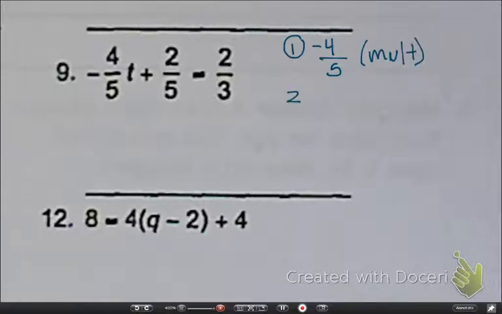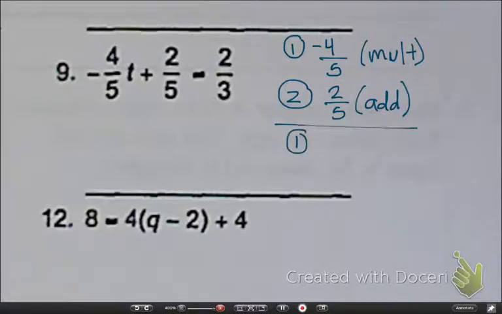And the second thing that's happening to t is that it's being added by 2/5. So I'm going to say add 2/5. And so in order to solve these types of problems, we need to do the opposite or inverse operation in the opposite order. So the first thing we're going to do in order to solve it is the opposite of adding 2/5, and we're going to subtract 2/5 from both sides.